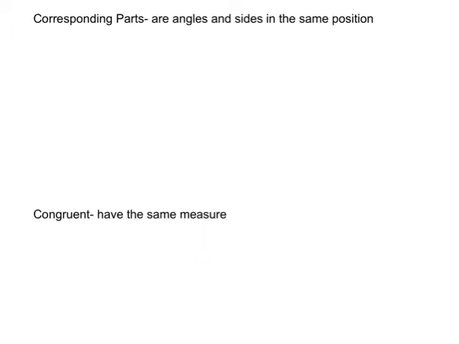When talking about similar figures, we also have something that's called similar or corresponding parts. And corresponding parts are when we have similar figures and their angles and sides are in the same positions. So if you look, I have this angle A right here is corresponding to angle E. So that's where these two figures have angles and sides that are in the same position.